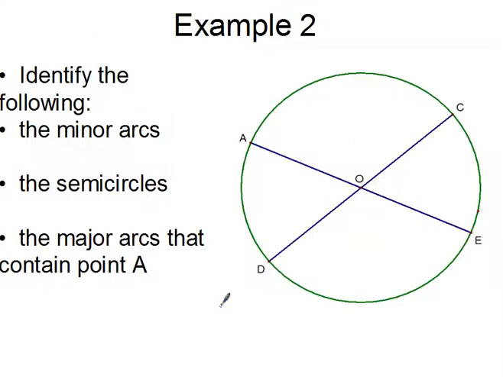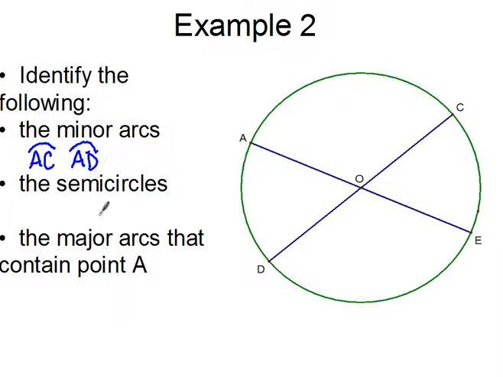All right, so in this picture, let's just name a couple of these just to get us going. There's a lot, but we can just name a couple. So a minor arc, we're looking for something that's less than 180 degrees. So AC would be one of them because it's a smaller arc that's less than 180 degrees. AD is also one. You could name DE as one. You could name CE as one. They all have less than 180 degrees, so they're considered minor arcs.